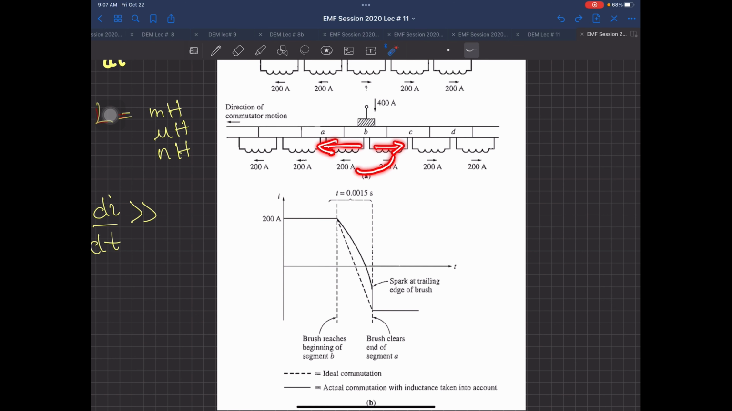So when this conductor moves to this position, the change in current is 400 ampere and it should have followed this same line. But there was an inductance, and because of that inductance a high voltage was created, and that voltage creates this sparking over here. This sparking is totally separate from what was happening at armature reaction. So even if your machine does not have armature reaction, you will have sparking taking place, because there is an L di by dt effect taking place.